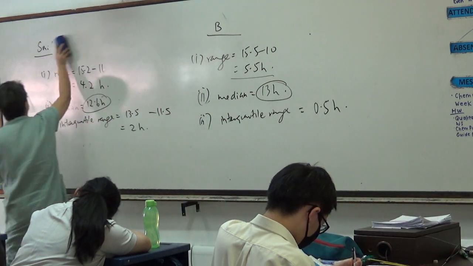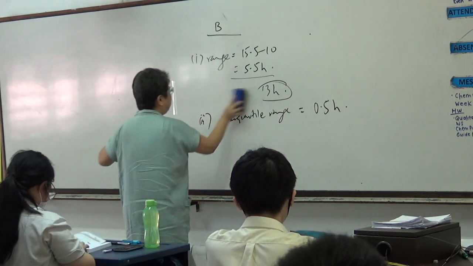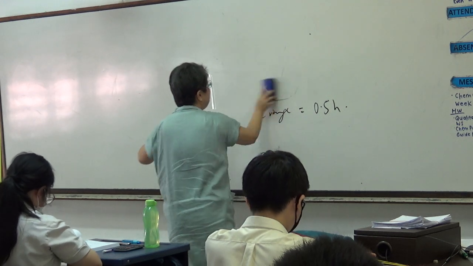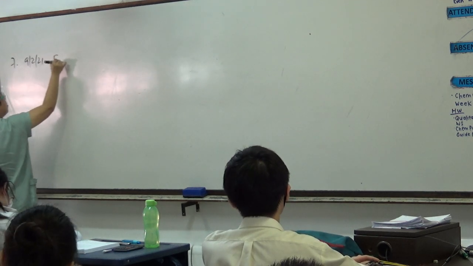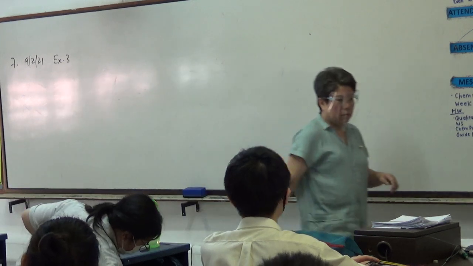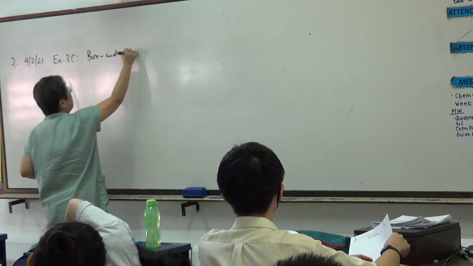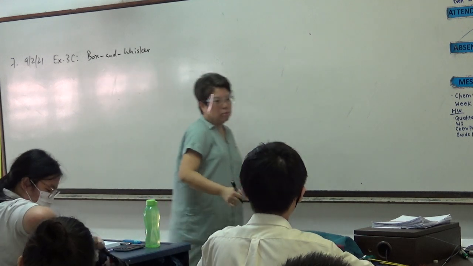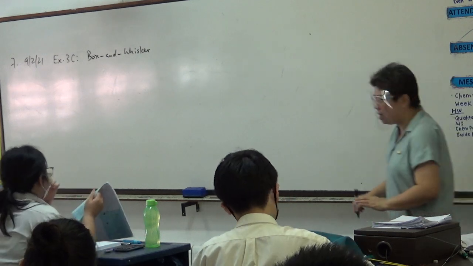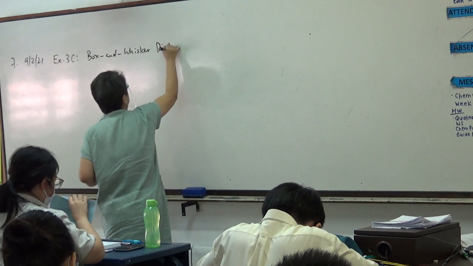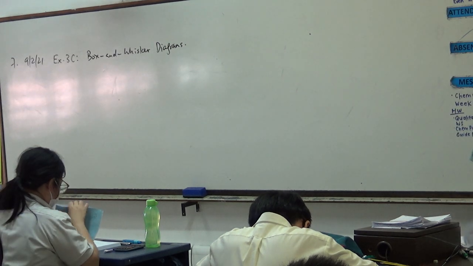and then next lesson we'll do standard deviation. Okay. Now before that, what number is it on the content page now? Now it's 7. Okay, good. Can you please write 7? Okay, stay. Exercise 3C, box-and-whisker plot diagram. Okay, now I'm going to do it together with you so that you can answer properly during your exam.